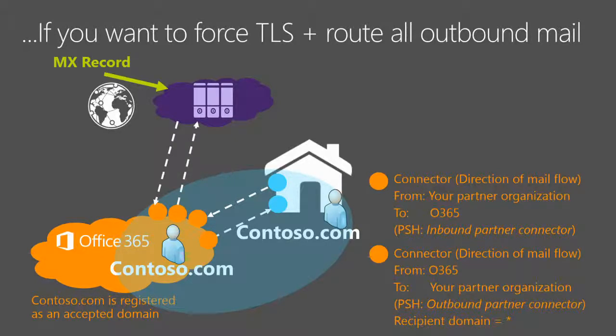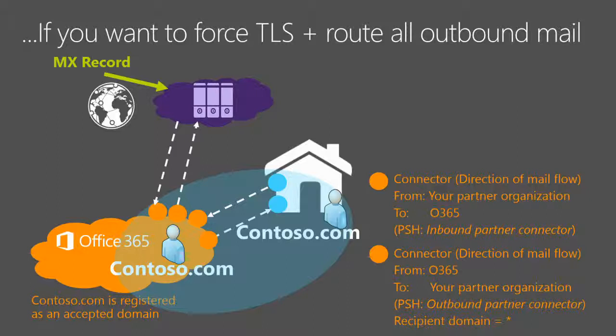You would also create, now this one is interesting, another connector of type from O365 to your partner organization. Because what you're telling O365 here is, I don't want you to send my mail to the internet. I want you to route all my mail via this partner. And this is a special partner. This is not a partner like bank.com that you have a relationship with. This is your service provider that you want all your inbound and outbound mail to go through.